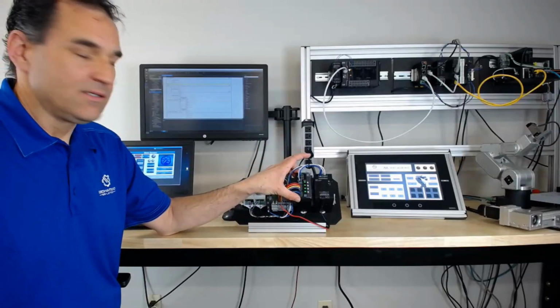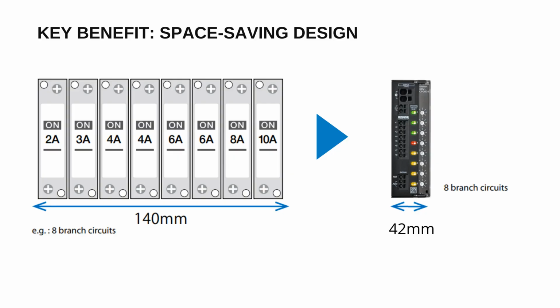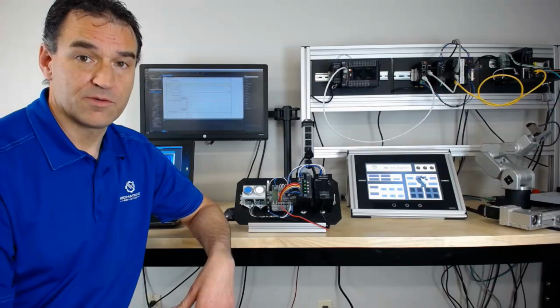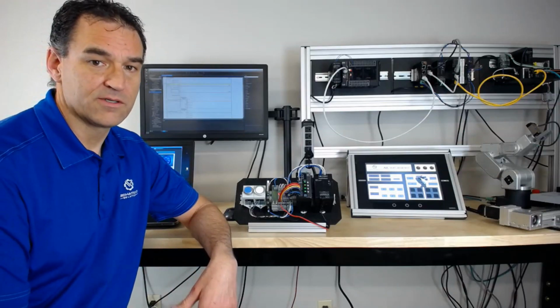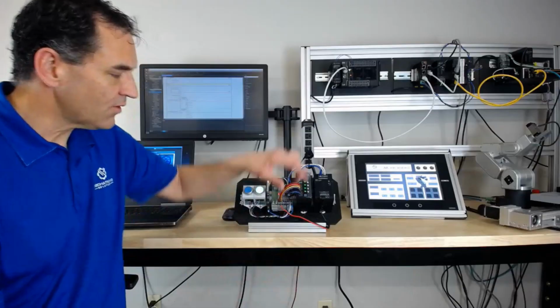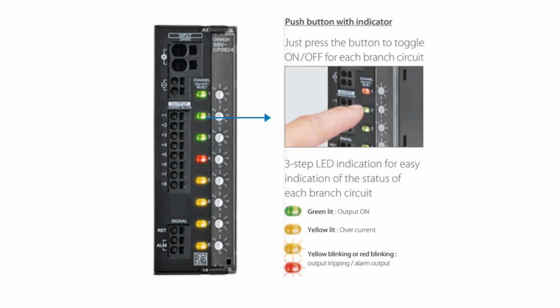Key benefit to this is the space-saving design. We're 42 to 45 millimeters wide, depending on model, and comparing that to 4 circuit breakers at 70 millimeters or 8 circuit breakers at 140 millimeters, you can save a lot of panel space and clean up a lot of wiring too. We've got push-button indicators on here, so I can actually shut off individual circuits.